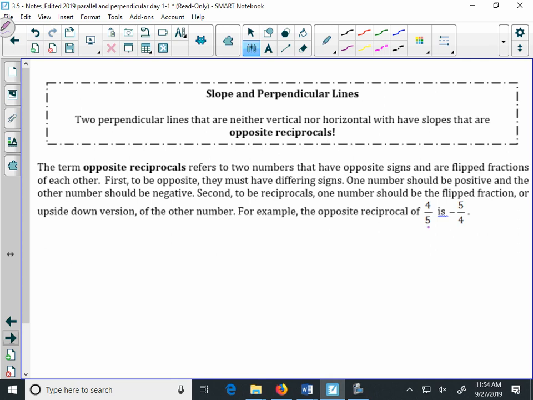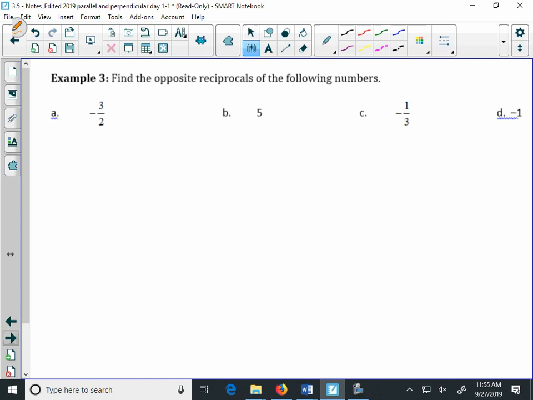Alright, so parallel line slopes are exactly the same. Perpendicular lines are opposite reciprocal slopes. Flipped versions, opposite signs. Let's look at some examples of just figuring out the opposite reciprocal. What's the opposite reciprocal of 3/2? Negative 2/3. They're opposite signs, one's negative, the other one's positive. If we flip 3/2, it becomes 2/3. The 3 goes in the bottom and the 2 goes in the top.